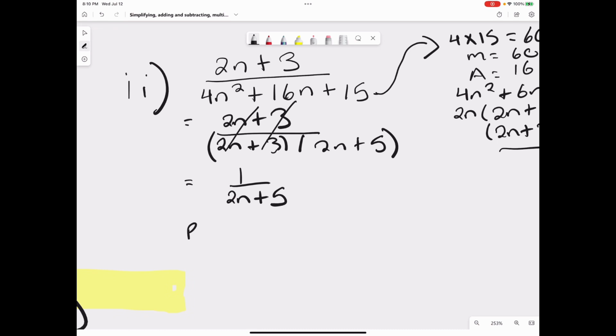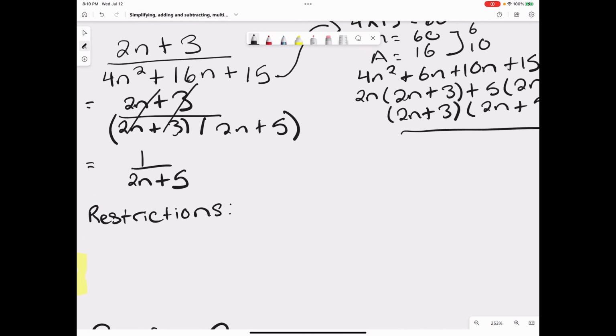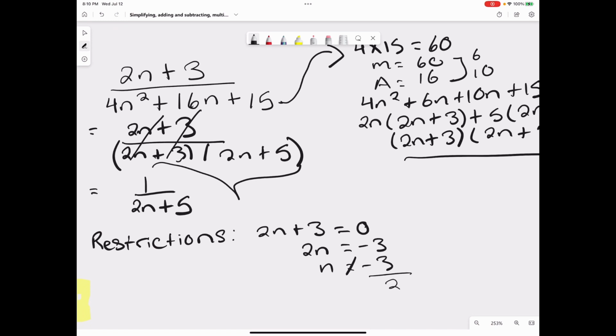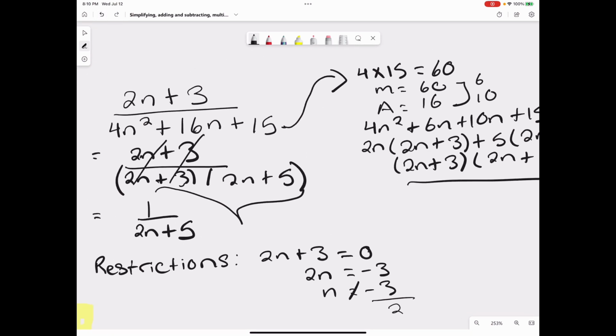Now our restrictions: we have to do a little bit more work than just assigning them to 0. If we look at this step in the equation, let's say for example we have 2n plus 3 and we set it to 0. So we know what we want n not to equal. We're going to move the 3 over, so it becomes 2n equals negative 3, and then n cannot equal negative 3 over 2, because then it would be equal to 0. We can do the same for the 2n plus 5.